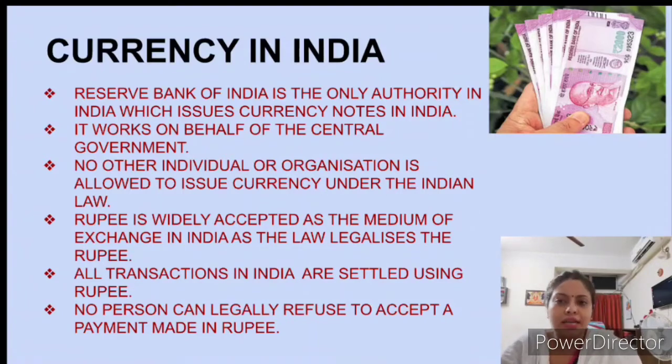Now, how did currency happen in India? What are the things related to it? Let's understand in brief. Reserve Bank of India, RBI, is the only authority in India which has the power to issue currencies. In layman's language, it is the only organization which can print, manufacture currencies, and that too it cannot do independently. It has to do so with the consent of the central government. It works on behalf of the central government.